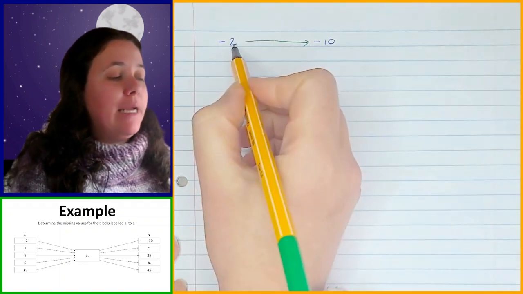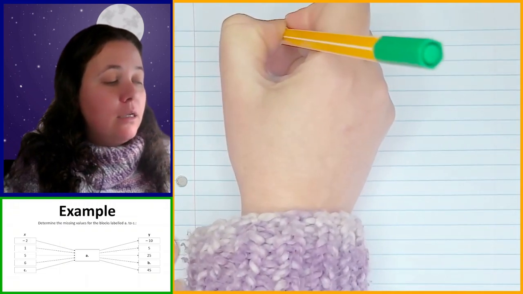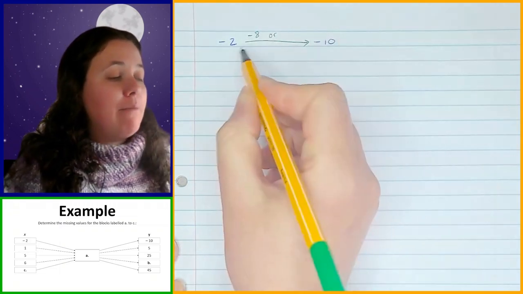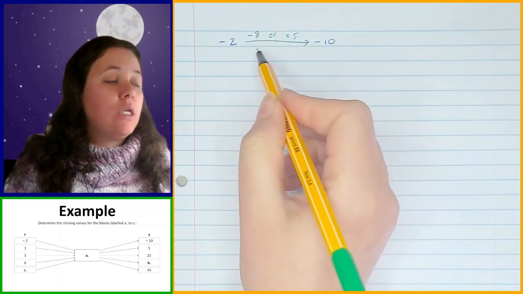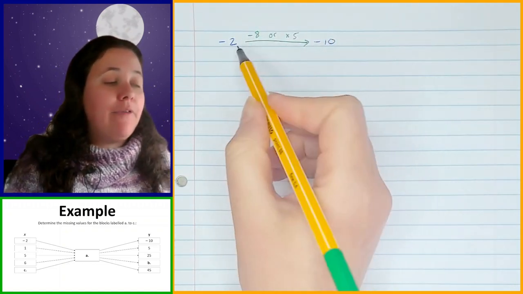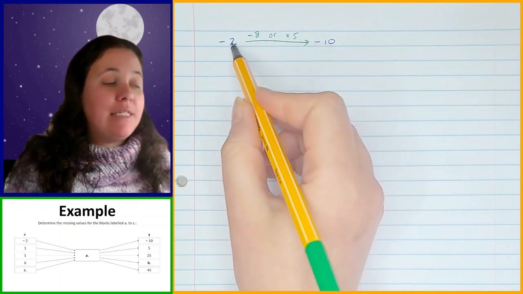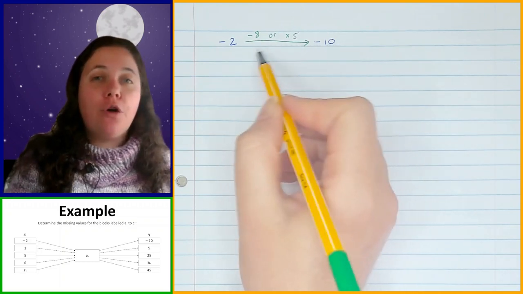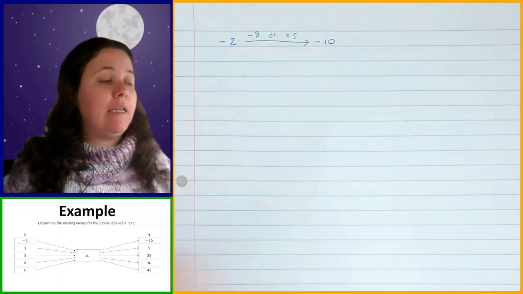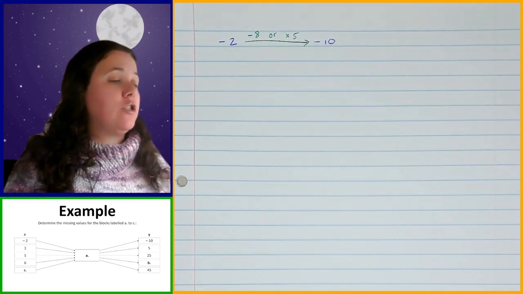From negative 2 to negative 10, I can either subtract 8 or I can multiply by 5. Either one of those will get me from there to there. If I take negative 2 and I subtract 8, I will get negative 10. If I take negative 2 and I times by 5, I will also get negative 10. So both of those will work to go from negative 2 to negative 10. Now let's have a look at how we get from 1 to 5.